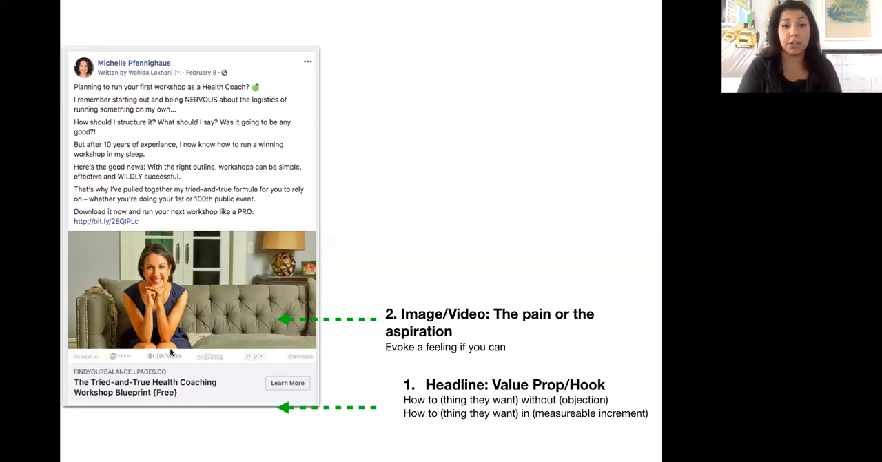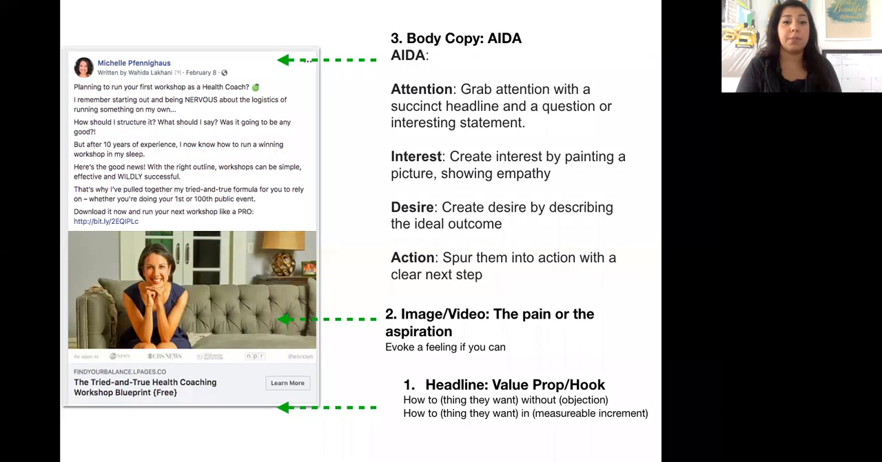So we added that into her image. And then for the body copy, we used ADA, which is my personal favorite. So we grabbed attention with a succinct headline. You can also ask a question or put an interesting statement.